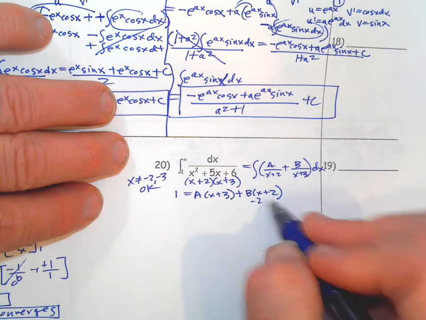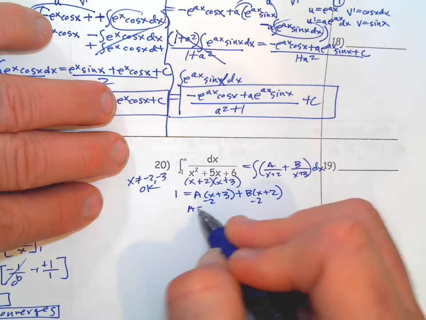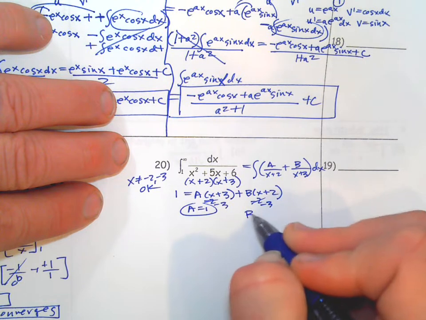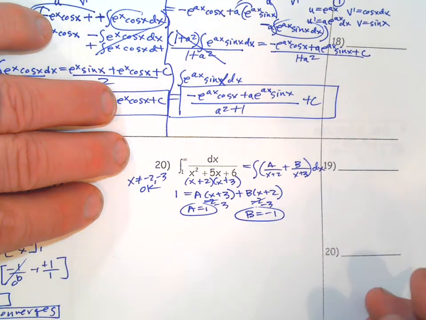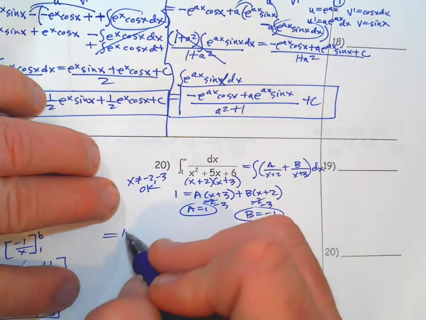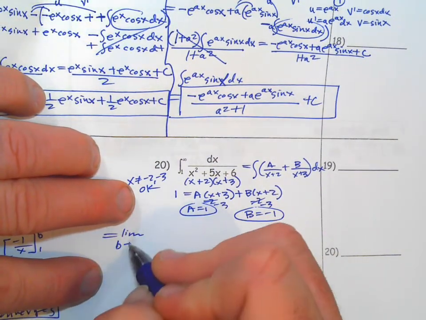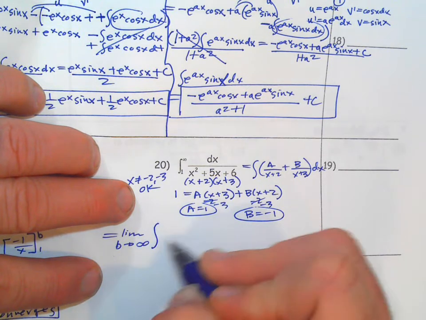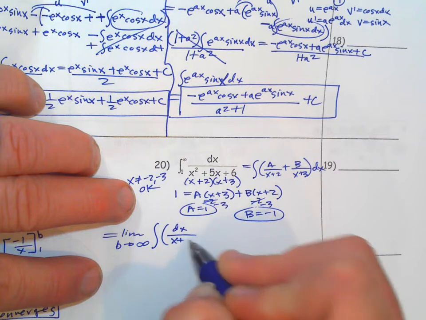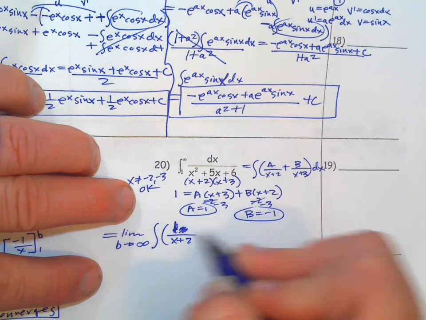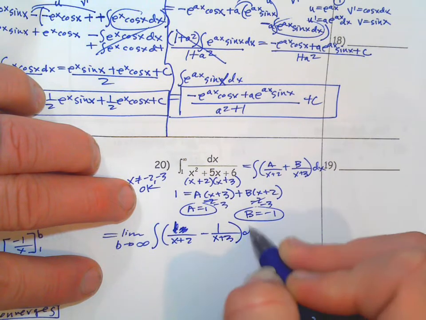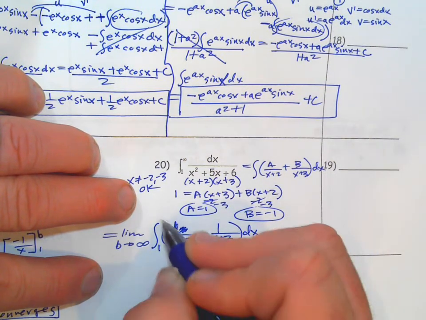Plug -2 in. A equals 1. Plug -3 in. B equals -1. So I'm going to rewrite this limit as b goes to infinity of dx over x plus 2, or we could just say 1. We could keep these together if you want, or break them up. But then you're going to have two separate limits also.